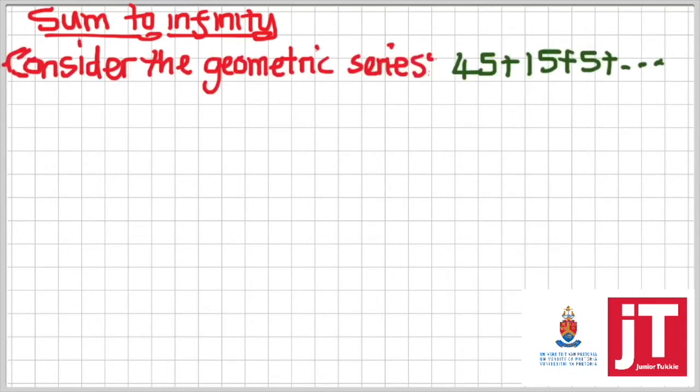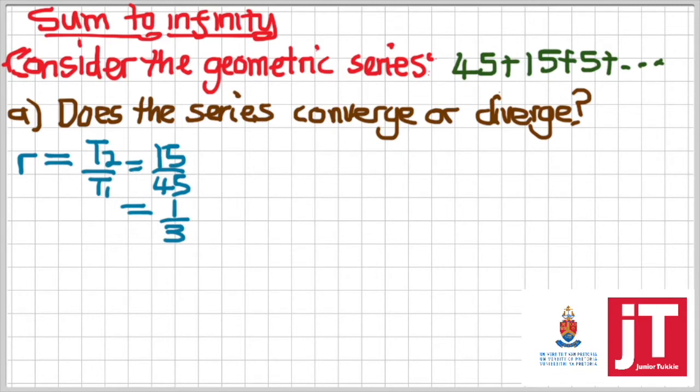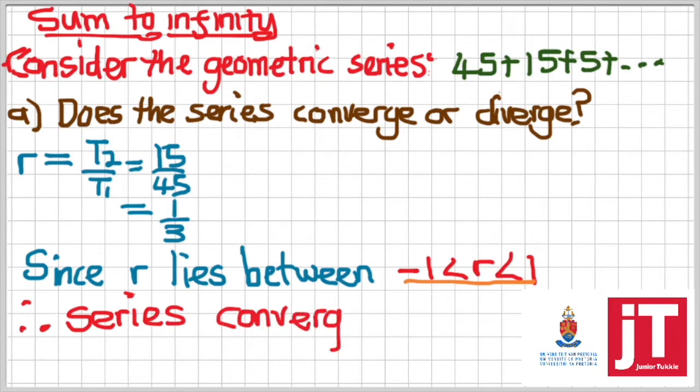Consider the geometric series 45 plus 15 plus 5 plus and so on. So the first question is saying, does this series converge or diverge? So we need to find our common ratio R, T2 over T1, which is the same thing as 15 over 45. Simplified, it gives us a third. So our R is equal to 1 over 3. Since our R is equal to 1 over 3, it follows that it lies between the interval -1 and 1. And therefore, we can make a conclusion that the series indeed does converge. So it does converge. Very important.